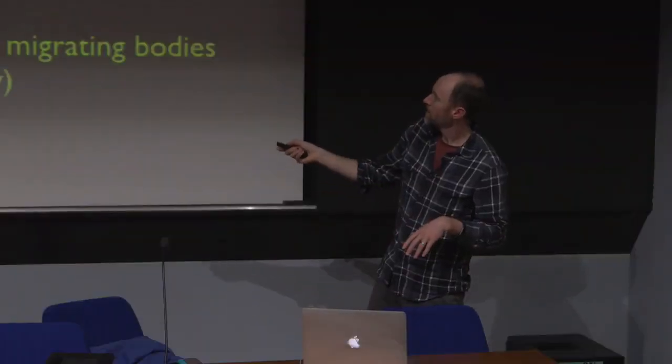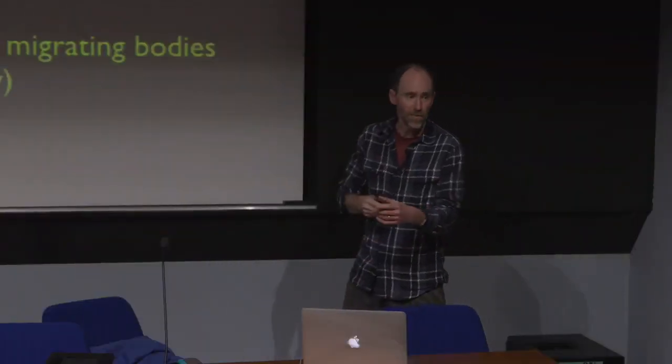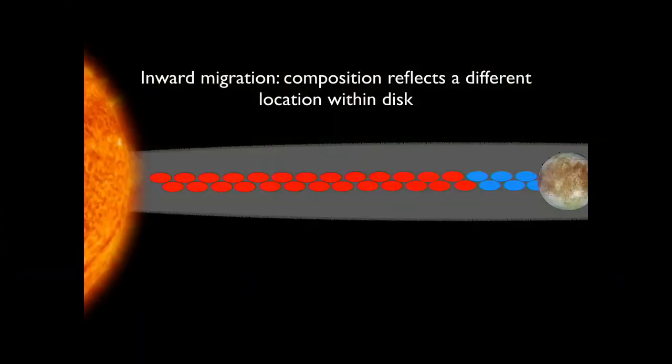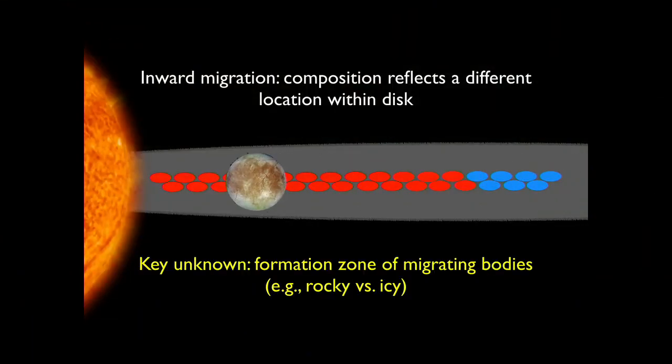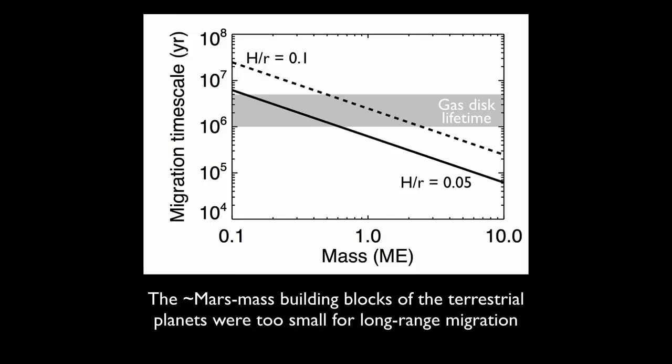In that case, basically the final location of the planet would be really disconnected from its feeding zone. And so you could end up with something super water rich in a place that started off with no water. Here's an illustration of the approximate migration timescale as a function of the mass of an object. This is for a certain disk model.